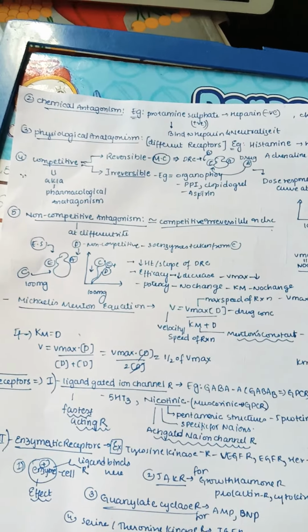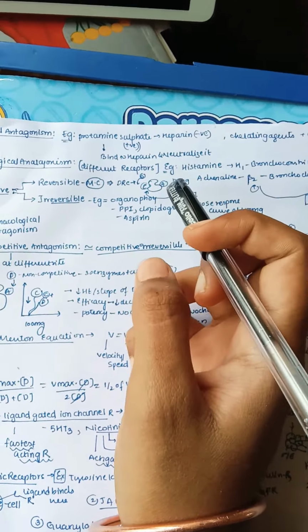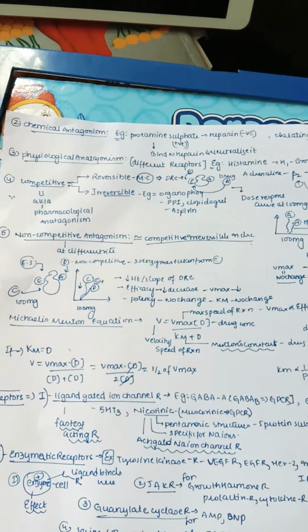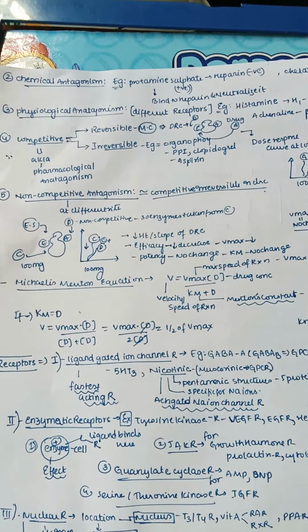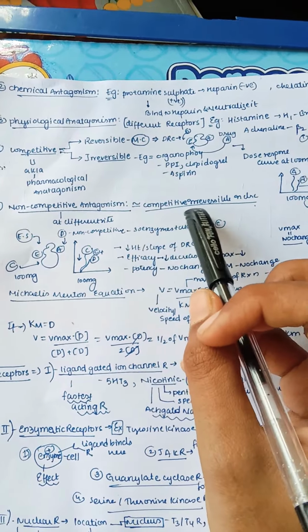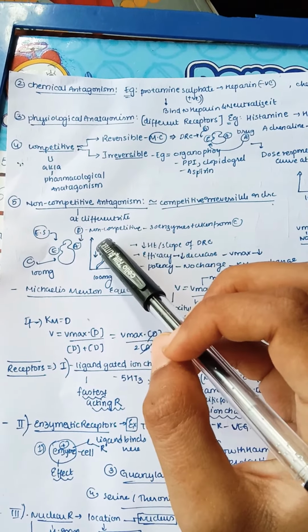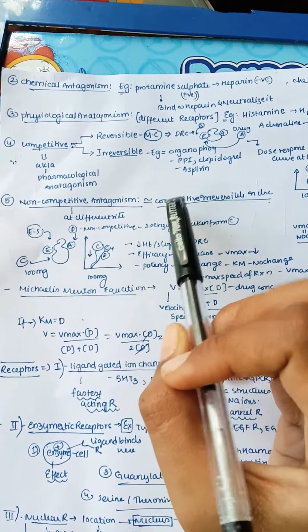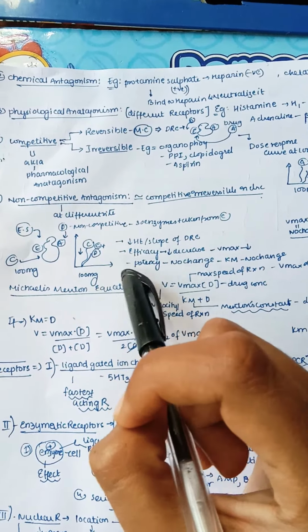Now coming to non-competitive. In the competitive type, both bind to the same site, so they compete for the receptor, but in the non-competitive type they bind at different sites, so there is no competition. Competitive is irreversible in DRC. So at different sites they bind. For drug D, you can see it's binding here, it's binding here. So you can see how the graph is formed.